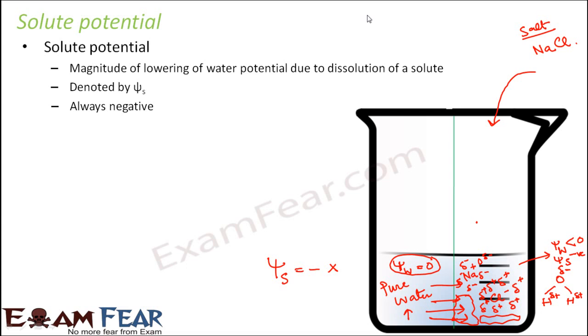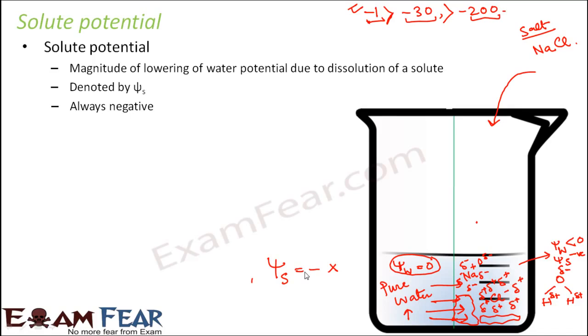Please remember your basic mathematics: -1, -30, -200. Which is greater? Since they have a negative sign, -1 is greater than -30, which is greater than -200. Even though the magnitude is more, since it is negative, the more negative value is lesser. Similar is the case here. As you keep on adding more and more solute, the solute potential becomes more and more negative. So in a way, the solute potential is actually decreasing, and the water potential is also decreasing.